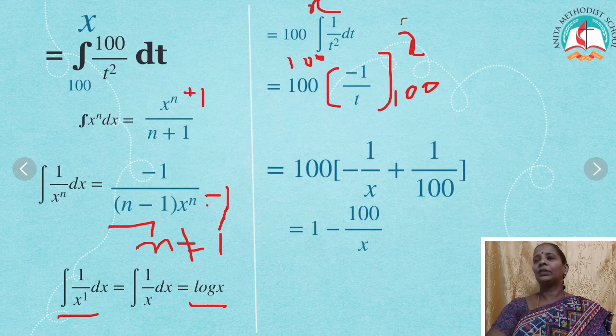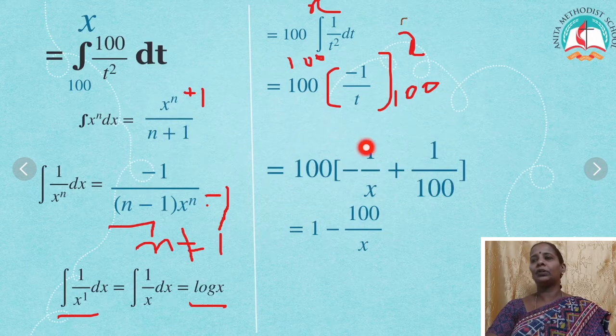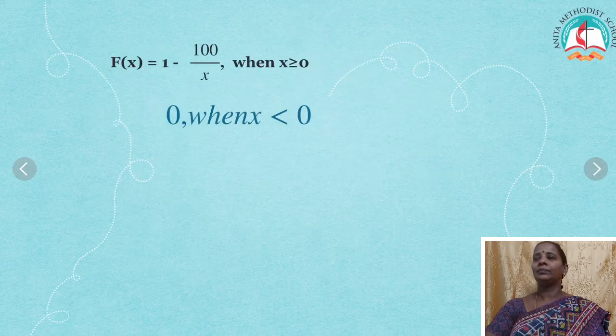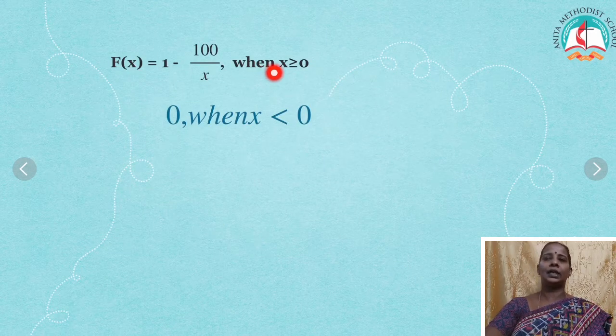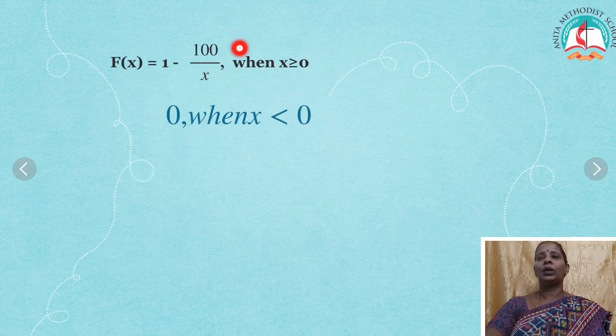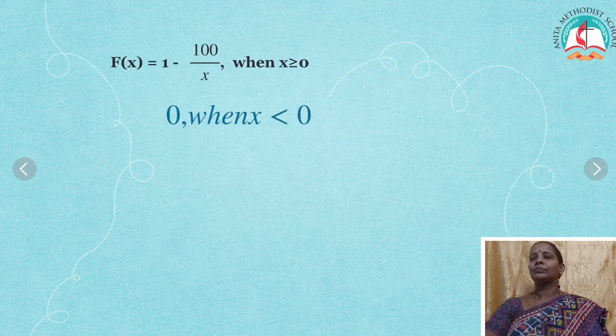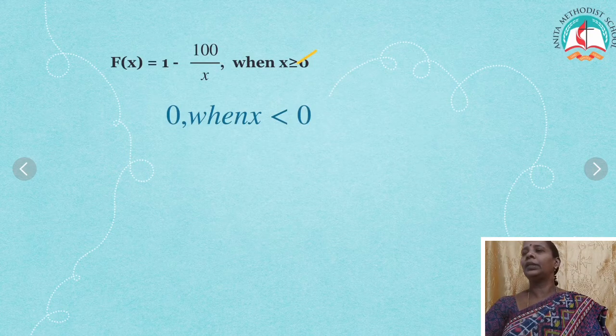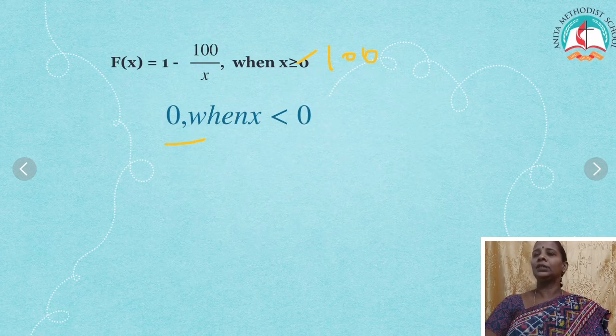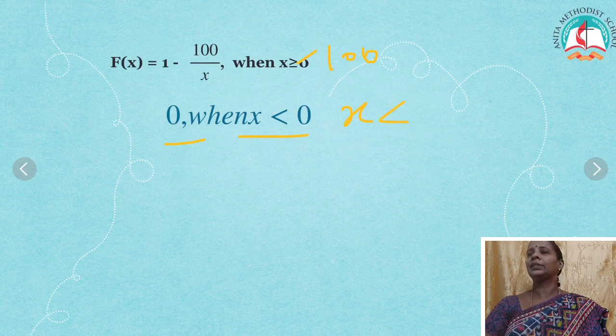After that, if you take 100 inside, what will happen? Plus into minus is minus, so minus 100 by x. 100 into 1 by 100 is 1. So 1 minus 100 by x. Now you are going to write the answer like this. Capital F of x is equal to 1 minus 100 by x when x is greater than or equal to 100, not 0, it is 100. And it is 0 when x is less than 100.